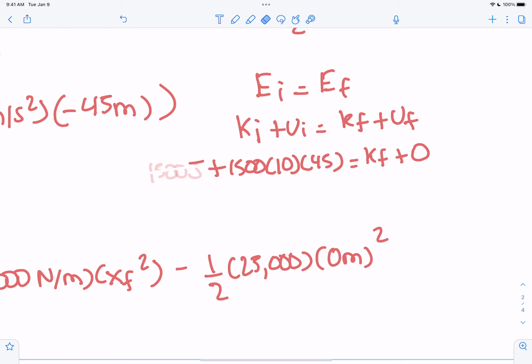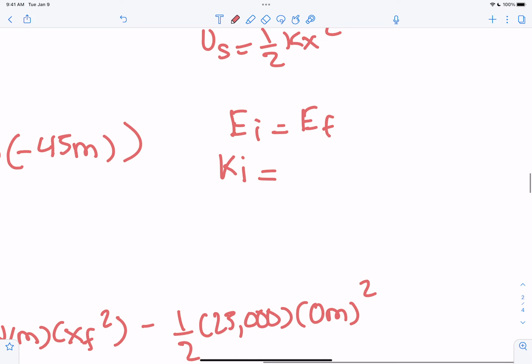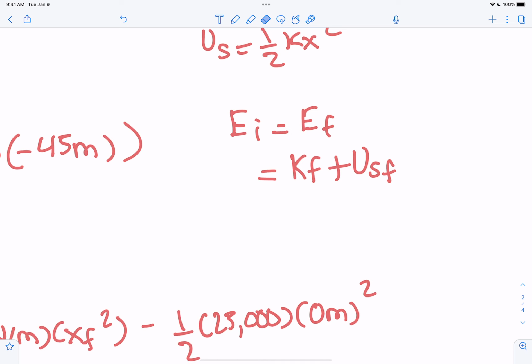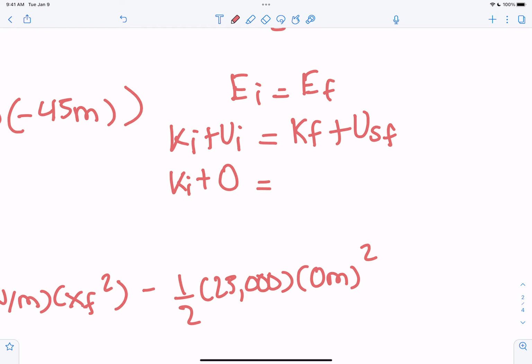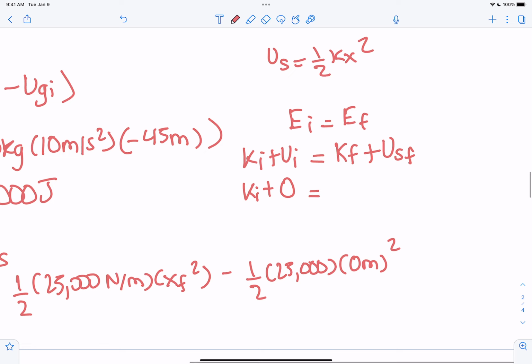So if we were to continue with the positive, now our initial is only kinetic, and our final is only going to be KF and USF, basically, right? And we can actually just say KI plus UI, and UI is 0, right? Plus KI. That was the 675,000 joules. And so, okay. KF is 0, and then that's equal to USF. Okay, that makes sense.